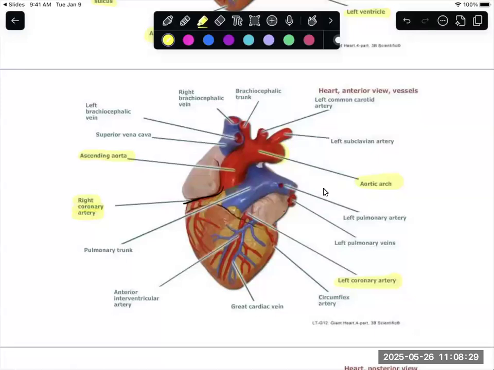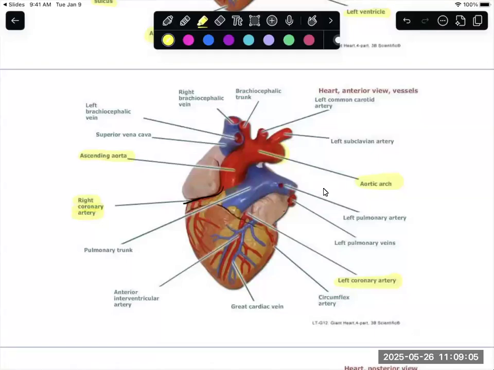Remember, when you're looking at something, your left is that person's right side. Your right side is that person's left side. So everything is always flipped. This is something that I notice that students miss, so I try to point it out so you become aware of it. Because these 2 vessels are the 2 main vessels that are giving off the different blood vessels that are going to feed the heart. It's that right coronary artery and that left coronary artery.